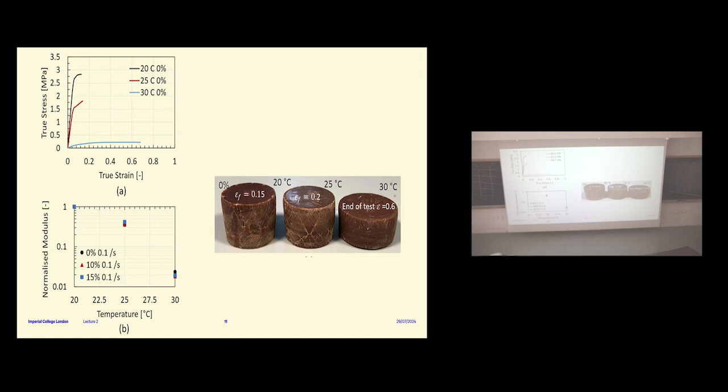This shows exactly the same thing. These are the three cylinders at the end of each test at different temperatures. They've gone to different strains. As you can see, this is broken at 0.15, 0.2, and 0.6. This is what they look like. And if you put the stress strain curves together for 0%, just to see the effect of the temperature more clearly than the previous graphs, then you can see the huge change. Okay? And this shows the modulus, how it changes with temperature. If it's normalized from the 20 degrees, it's a very similar effect on all of them.